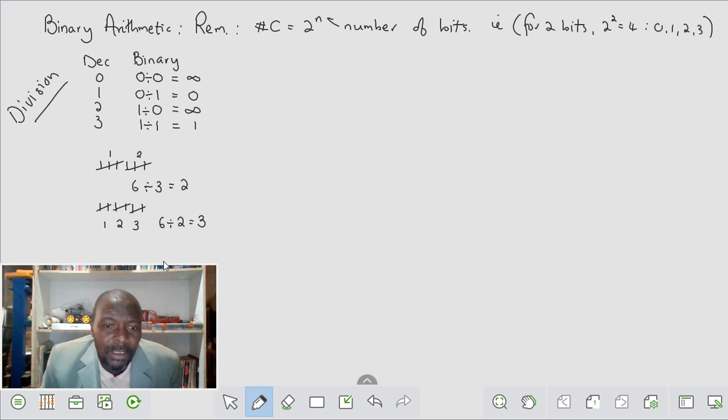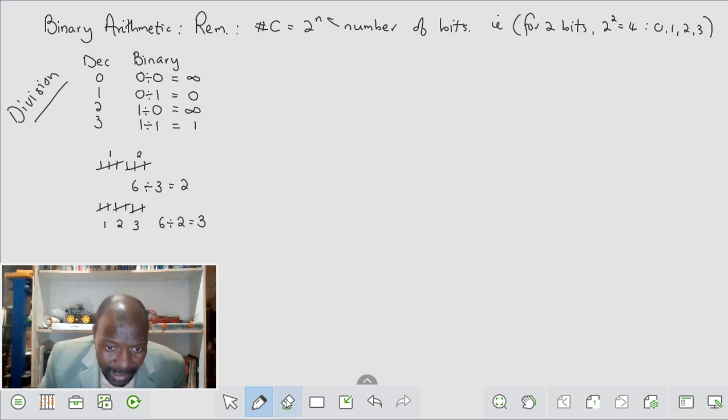So all that divide means is take away. If you divide a number by another number, you're actually taking away the number you're dividing by, the divider, from the dividend, and you see how many times you've done that. That will be your answer, your quotient for the division.